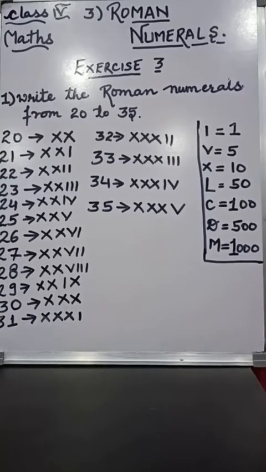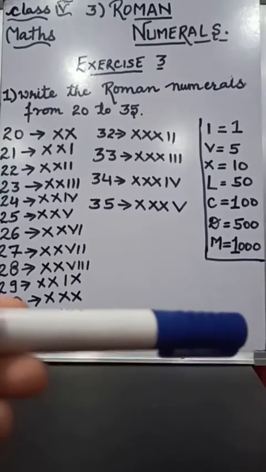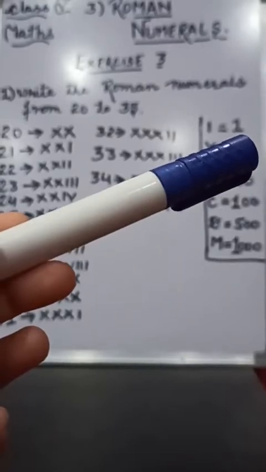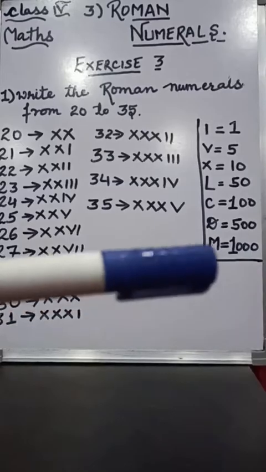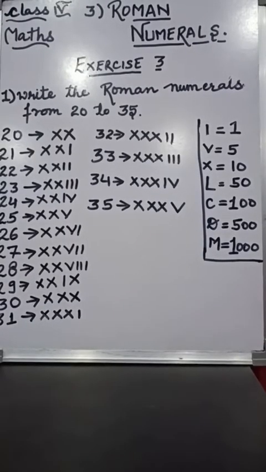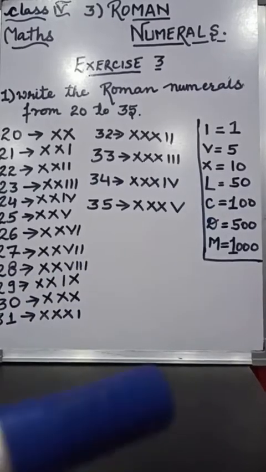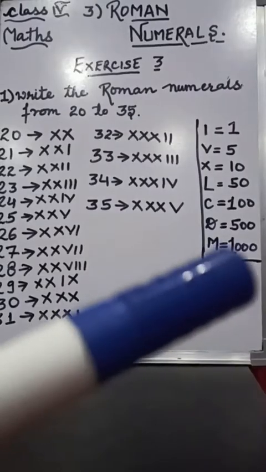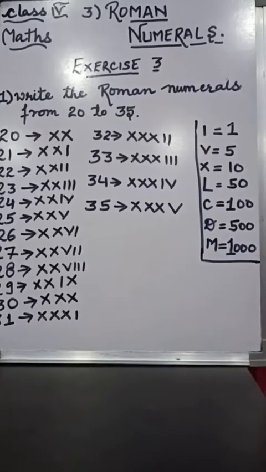Okay, now before starting, let's do the revision of letters and their numeric values. So I stands for what? 1. V for 5. X means 10. Then L stands for 50. C means 100. D means 500 and M means 1000. Okay.